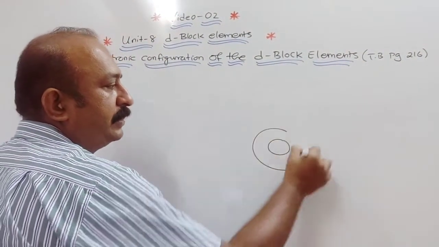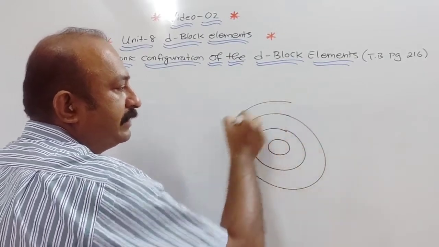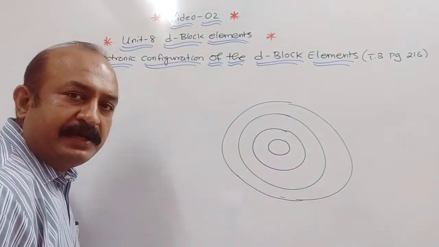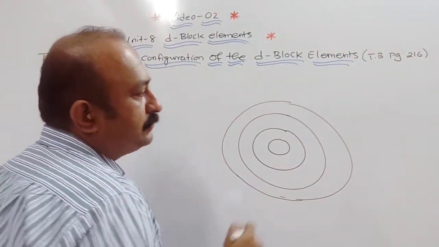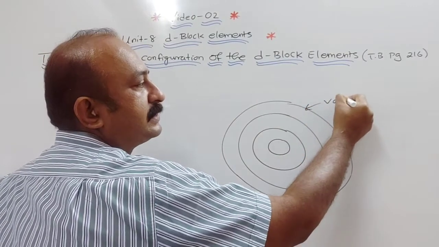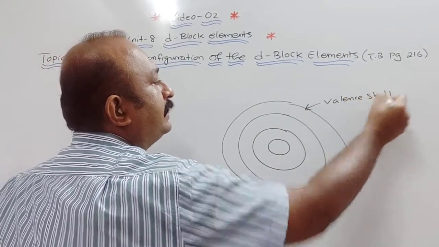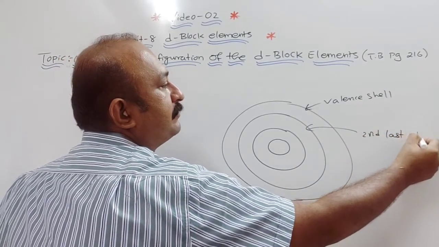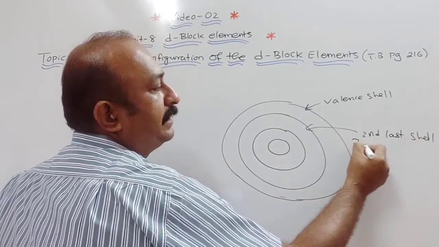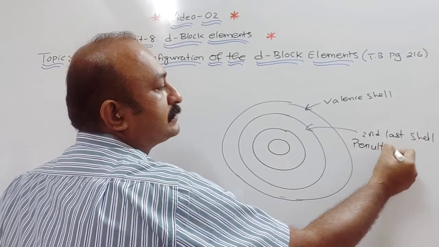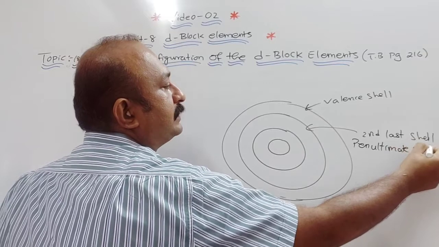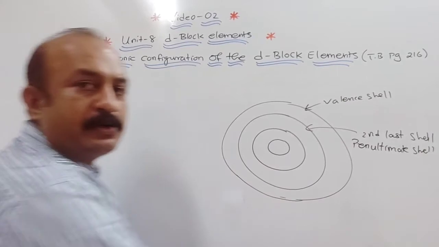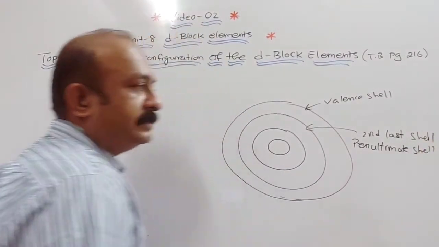Suppose I draw this energy level diagram, this is actually Bohr's model you must have studied. This is an energy level diagram. Here you see this is the valence shell. Now this is the second last shell, which we can call penultimate shell, or energy level, whatever you can say. So this is what we are talking about, that is penultimate shell.